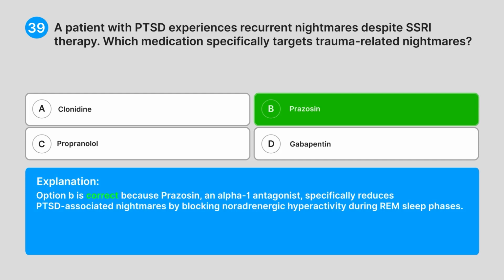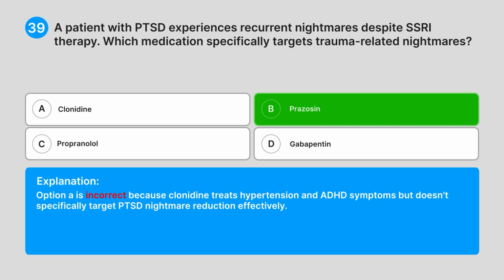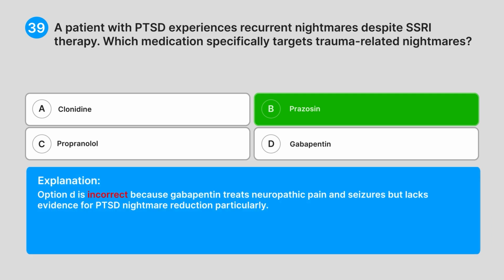Explanation: Option B is correct because prazosin, an alpha-1 antagonist, specifically reduces PTSD-associated nightmares by blocking noradrenergic hyperactivity during REM sleep phases. Option A is incorrect because clonidine treats hypertension and ADHD symptoms, but doesn't specifically target PTSD nightmare reduction effectively. Option C is incorrect because propranolol may help performance anxiety, but isn't indicated for PTSD-related nightmare management specifically. Option D is incorrect because gabapentin treats neuropathic pain and seizures, but lacks evidence for PTSD nightmare reduction particularly.